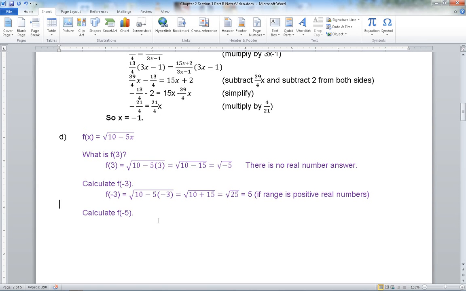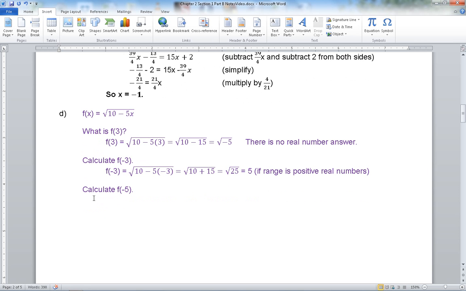What if f is negative 5? What would the function evaluate to? In this case, I have an extra number in there. So 10 minus 5 times negative 5 is 10 plus 25, or the square root of 35. And in this case, we'll just leave it as the square root of 35 instead of trying to write it as a decimal equivalent, which would only be an approximation. Basically, this is a little bit less than 6. And again, we're assuming the range is positive.